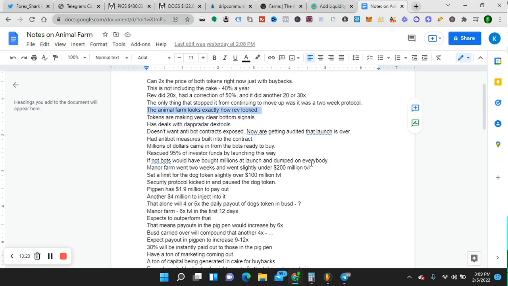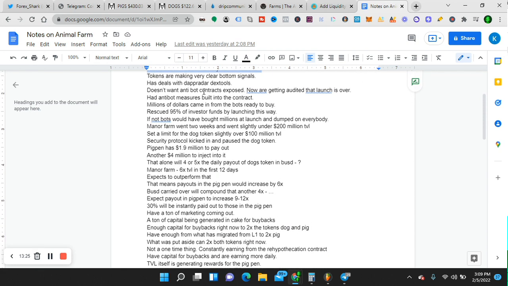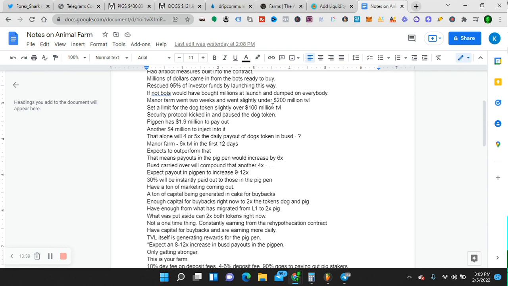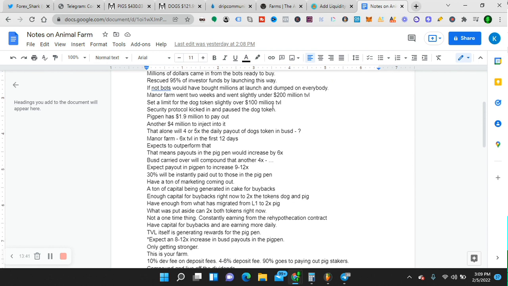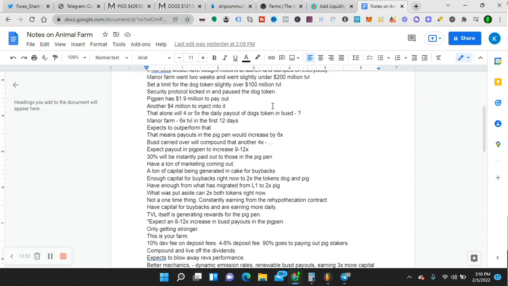So let's see why he's saying it's going to pump. Tokens are making very clear bottom signals. He has deals with DappRadar and DEXTools. He didn't want anti-bot contracts exposed. Now they're getting audited after the launch is over. Had anti-bot measures built into the contract. Millions of dollars came in from bots ready to buy. He says he rescued 95% of investors' funds by launching this way. If he didn't do it, bots would have bought millions at launch and dumped on everybody, crashing the price 95%. The Manor Farm, this is important, went 2 weeks and went slightly under $200 million total value locked in 2 weeks.